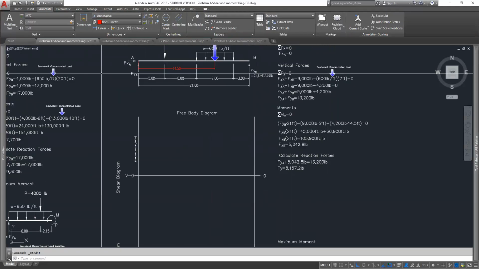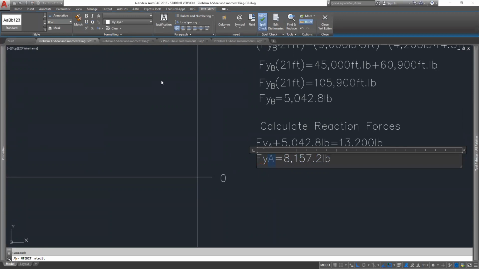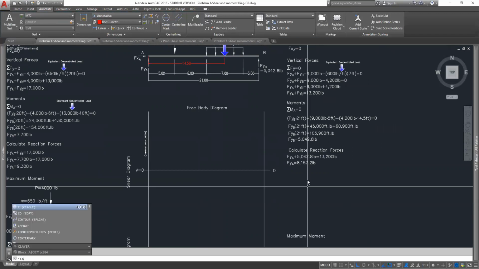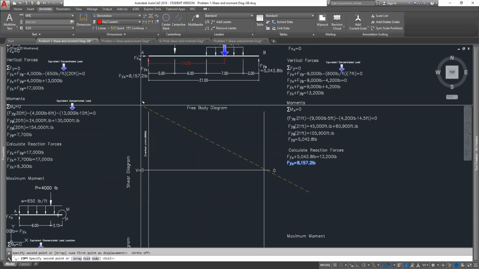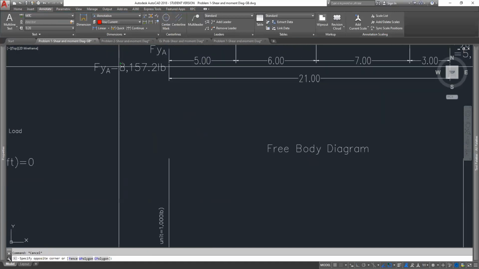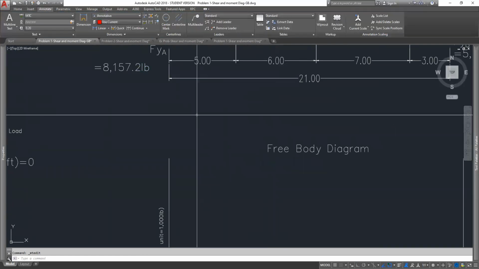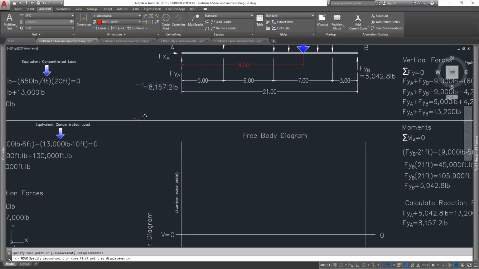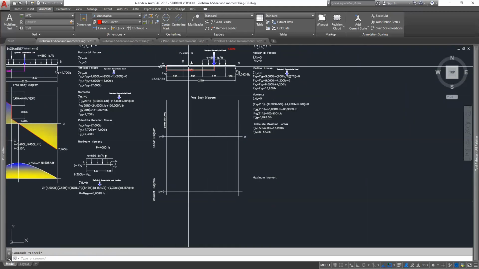Okay, so now we know the value for FYA. Let me go ahead and put the A on here, and I can copy it here. And guess what? We just solved for our reactions. Everyone got it so far? All right, good.